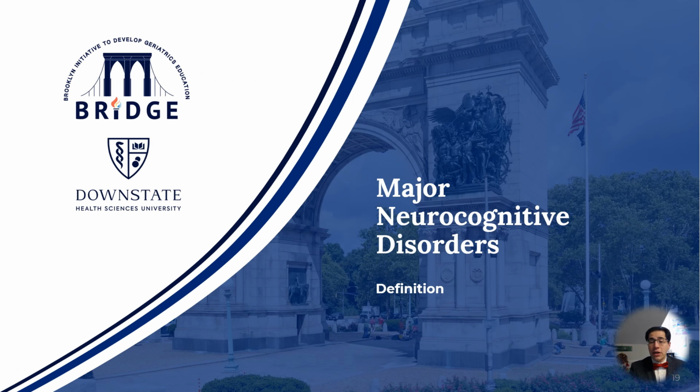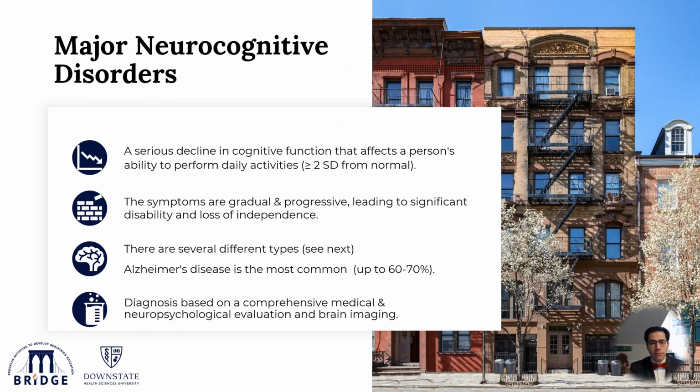Let's talk about major neurocognitive disorder, which is the bulk of our talk today. So major neurocognitive disorders, how do we define them? As opposed to how we just defined mild neurocognitive disorders, major ones are usually a serious decline in cognitive function that affects the person's ability to perform daily activities. And on normative scores, we expect a deviation of more than 2 standard deviations from the normative values. The symptoms are usually gradual, progressive, leading to significant disability and somewhat loss of independence.